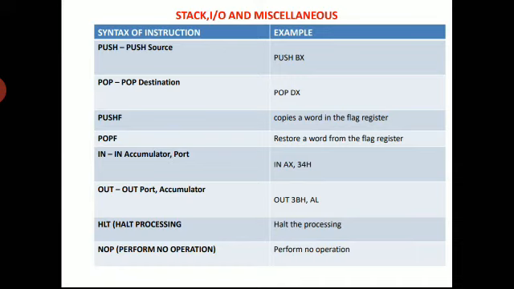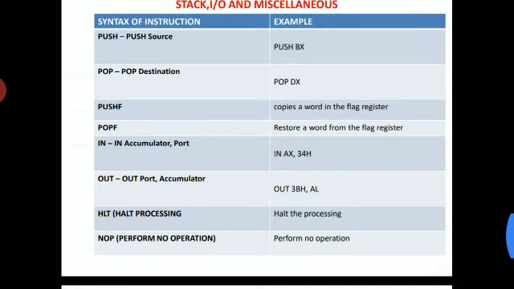And what is OUT? Its syntax is represented as OUT port comma accumulator. That is, we are taking data out from the processor. So we have to use the port address first and then the accumulator content. It is represented as OUT 3BH comma AL. And the next instruction is HALT. For halting the processing, this instruction is used. The next instruction is NOP. It specifies no operation in the processor.